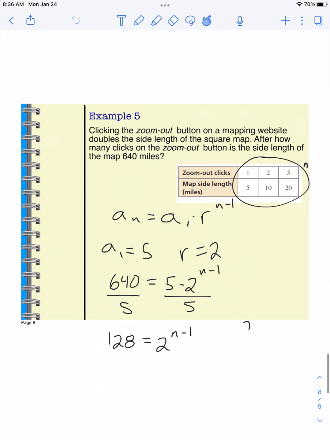Now I know that 2 to the power of 7 equals 128. We can figure that out by doing 2 times 2, which is 2 squared, which is 4. Times 2 is 8, so that's cubed. Times 2 is 16, so that's the power of 4. And then keep going until you get to 128. So if I know 2 to the power of 7 is 128, that means n minus 1 has to equal 7. So n is 8. Our answer would be 8 clicks.